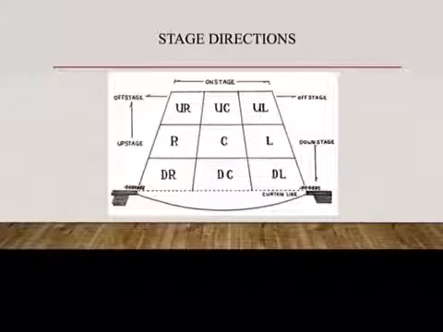Left and right are according to the actor's perspective, not the audience. And up means you're going towards the back wall of the theater. Down means you're going towards the audience. This comes from the fact that old stages used to be raked. That is, they were tilted. So an actor moving towards the back wall would actually be going up in elevation. And I think that's pretty cool.